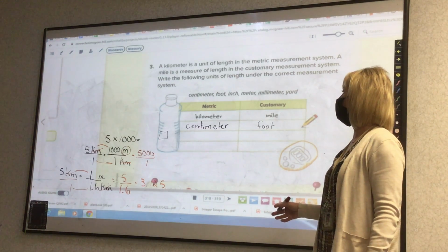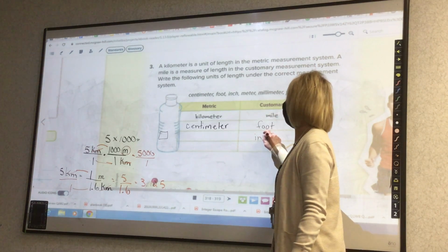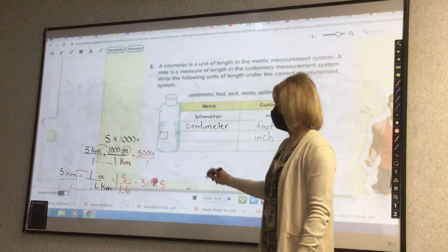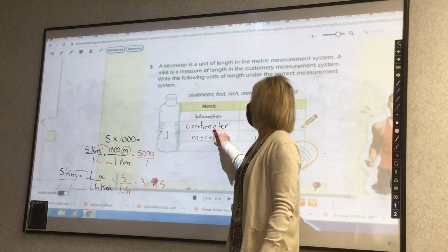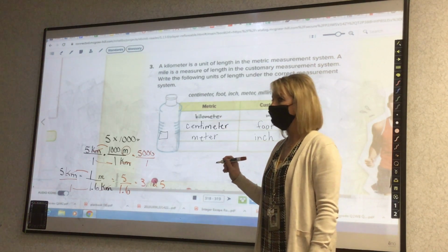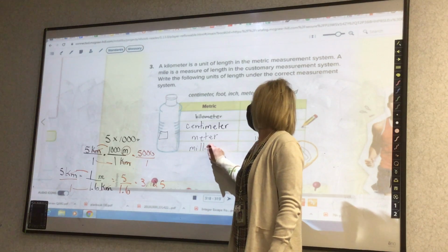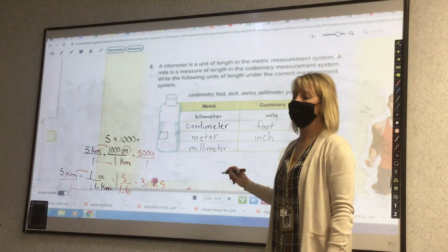Do we have an inch? That would be under customary. That's what we normally measure things as. A meter? Metric. Anything I said that ends in meter is metric. Millimeter? Metric. It ends in meter, right? Yard. And yard would be customary.